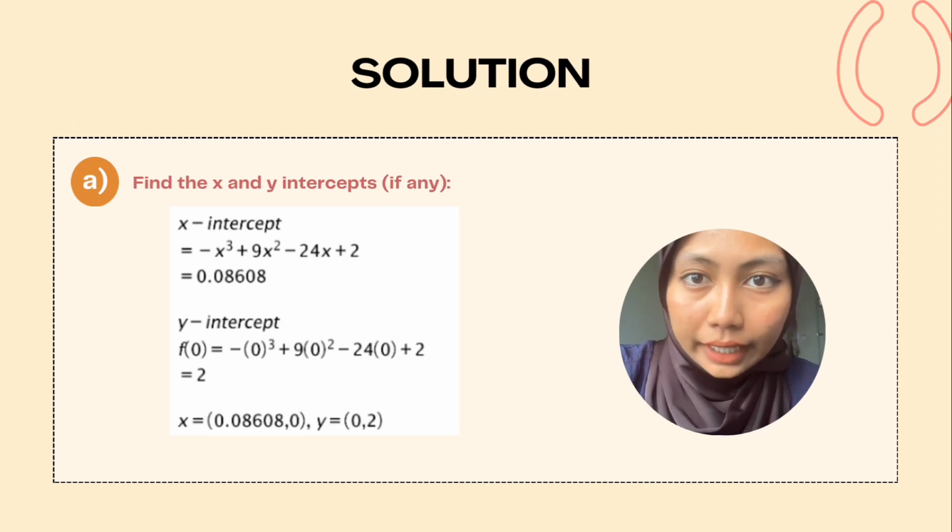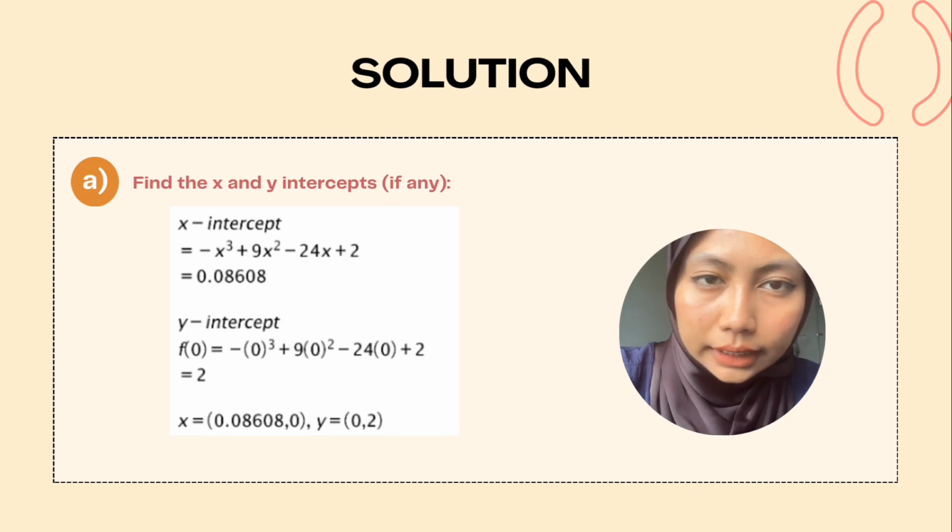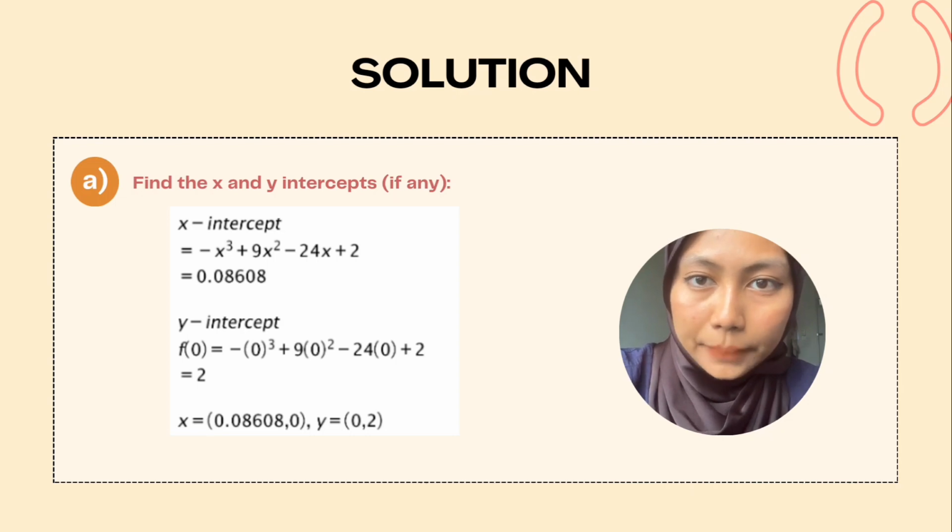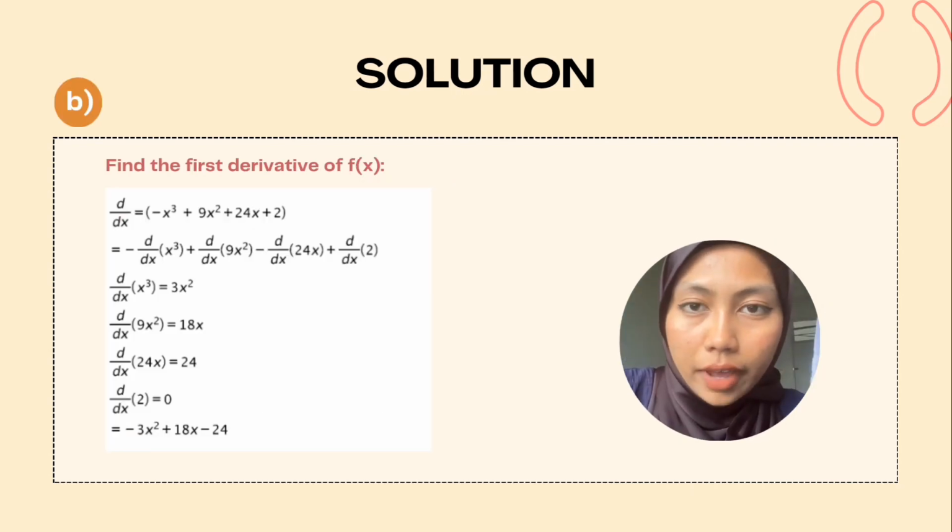First, we need to find the x and y intercepts. The x-intercept: negative x cubed plus 9x squared minus 24x plus 2 equal to 0, which gives 0.08608. For the y-intercept, f(0) equals negative 0 cubed plus 9 times 0 squared minus 24 times 0 plus 2, which equals 2.